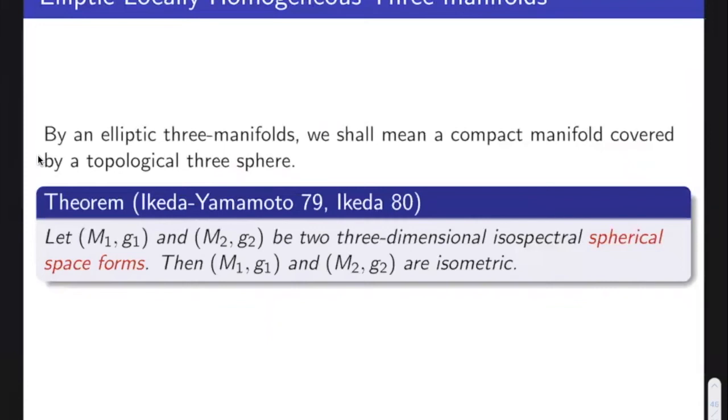So remember, we have this result saying that constant curvature spaces are audible among all Riemannian manifolds, right? But it's not that clear to us that if I have two spherical space forms that are isospectral, then they must be isometric. And here is a theorem by Ikeda, Yamamoto, and Ikeda. They show that if you have M1 = S3/G1 and M2 = S3/G2 isospectral spherical space forms, then they are indeed isometric.